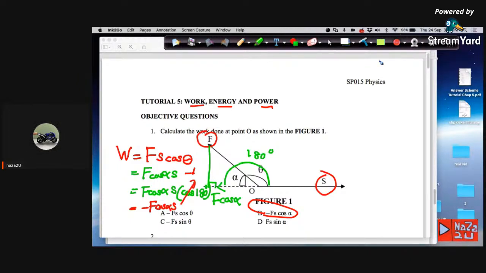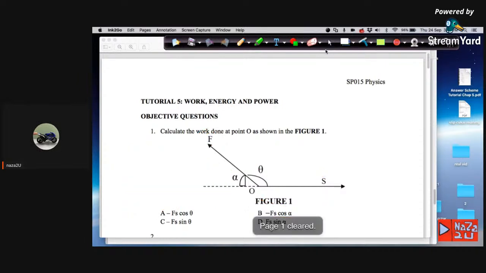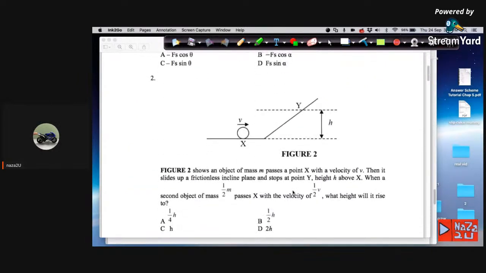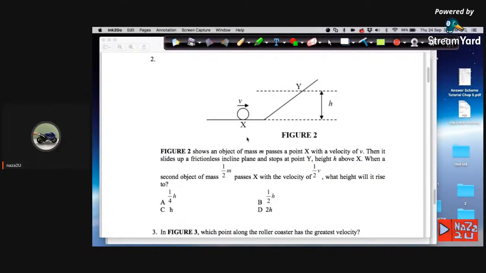Question number 2. Continue question number 2. The figure shows an object of mass m passing a point X with the velocity V, meaning here we have an object at the point X moving with the velocity V. Then it slides up a frictionless inclined plane, yes, it goes up, and stops at the point Y. So the object stops at the point Y, at a certain height it stops here, right?